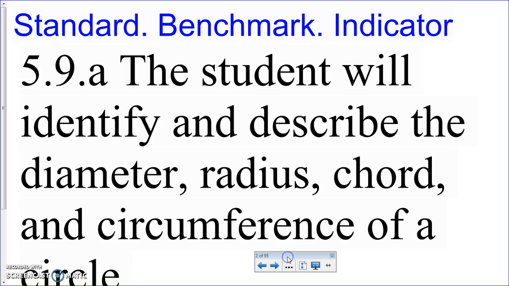Today we will continue our geometry unit by learning about circles. Please copy the standard benchmark indicator on a clean page in your math notebook. The student will identify and describe the diameter, radius, chord, and circumference of a circle.